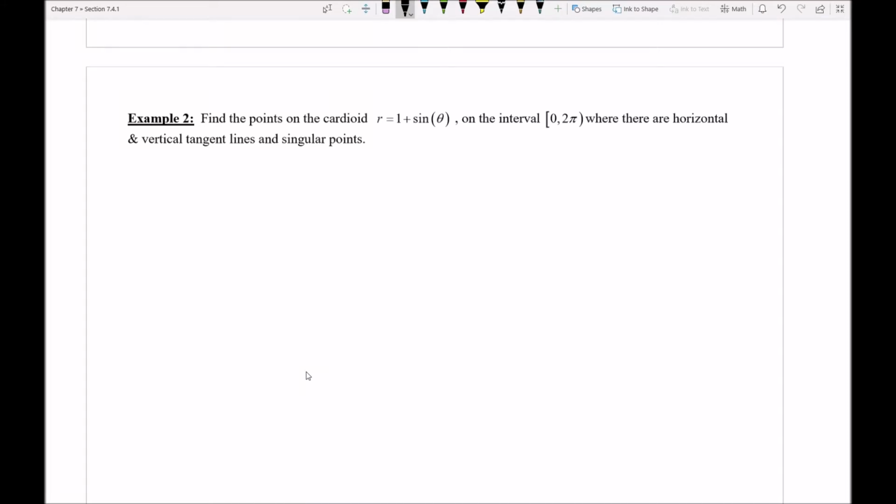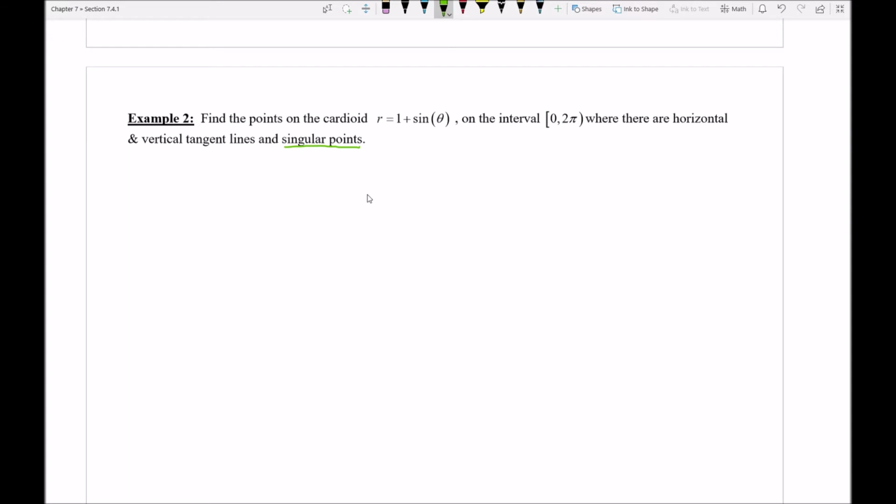In example 2 here, we're going to continue to look at the same cardioid, 1 plus sine theta. We're going to look at it as theta ranges on the interval from 0 to 2 pi, and we're going to be curious about where there might be horizontal tangent lines, vertical tangent lines, and this new thing that we're going to refer to as a singular point. For the moment, don't worry about the singular points. I'll define those a little bit later into the video.